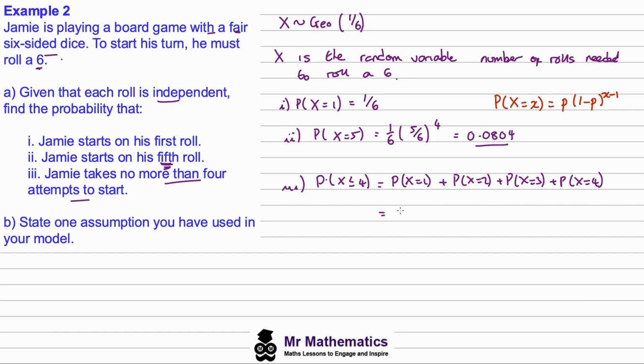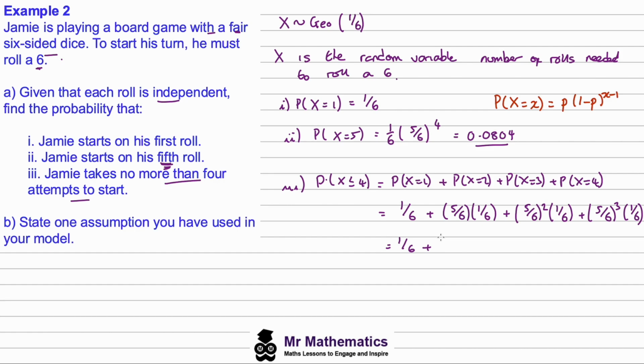So for our first attempt, well, that'll just be 1/6. And then for X equals 2, you must have failed on the first attempt, but succeeded on the second. And then for X equals 3, you must have failed on the first 2, so that would be 5/6 squared, and then succeeded on the third. And then for X equals 4, failed on the first 3, so we'll cube that, and then multiply by 1/6, which is our pass.